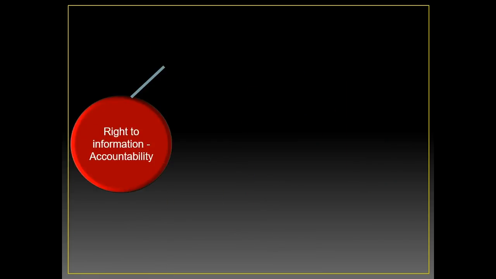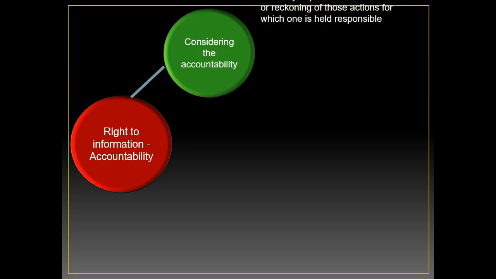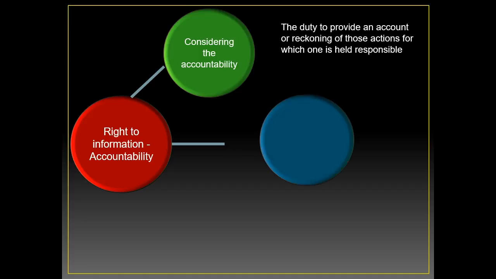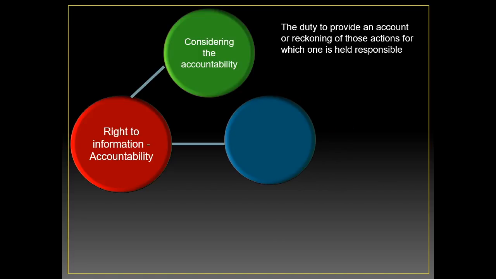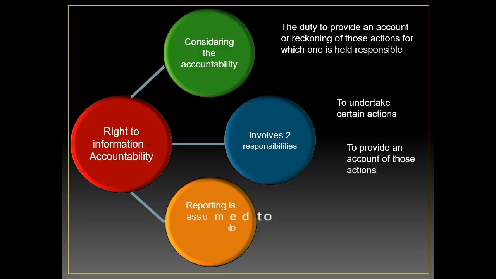Right to information on accountability. In considering rights to information, accountability is the duty to provide an account or reckoning of those actions for which one is held responsible. Accountability involves two responsibilities, which are to undertake certain actions and to provide an account of those actions. Reporting is assumed to be a responsibility rather than demand-driven.